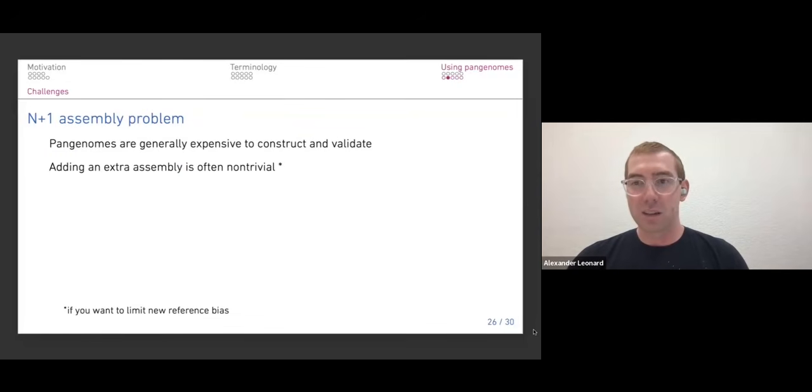And of course, many of these steps start with something like an all-to-all alignment. So if you add in a new assembly and you don't want to break the assumption that there's no reference bias, you essentially have to restart from step one. Some tools do allow you to reuse some intermediate files, but generally it's very challenging to add assemblies to pangenomes as we go. Again, as we talk about how easy it is now comparatively to generate assemblies, how to routinely integrate these and keep pangenomes up to date is a very open question.